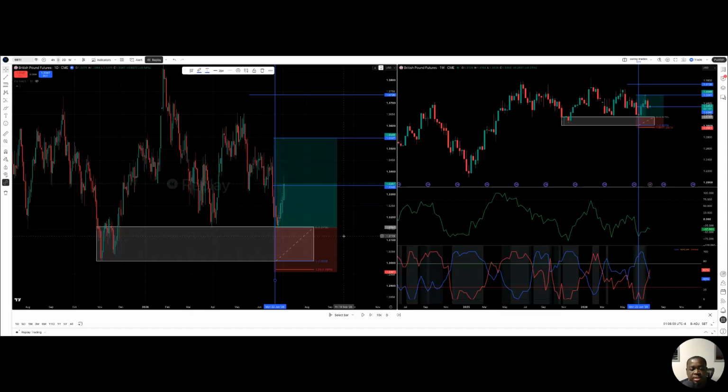So in this case, when it gets to 1:1, which is this blue line right here, I moved my stop loss to break even around this spot.